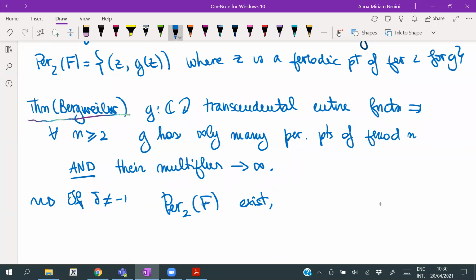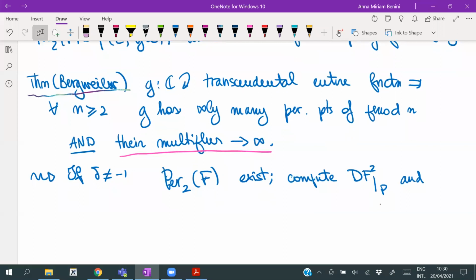And from the fact that the multiplier goes to infinity, you can compute dF squared at your periodic point p, and when the multiplier in the one variable goes to infinity, you will find that this becomes a hyperbolic point, a saddle point, as we defined before. And there are infinitely many of them. All the ones which reach the one variable point have sufficiently big multiplier, which are actually saddle points.